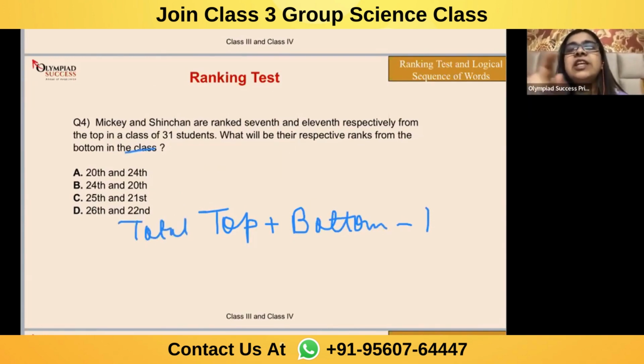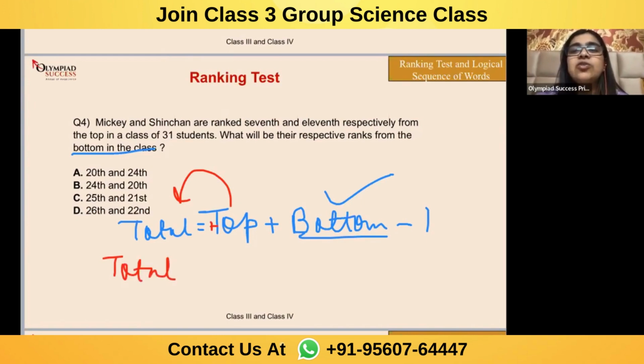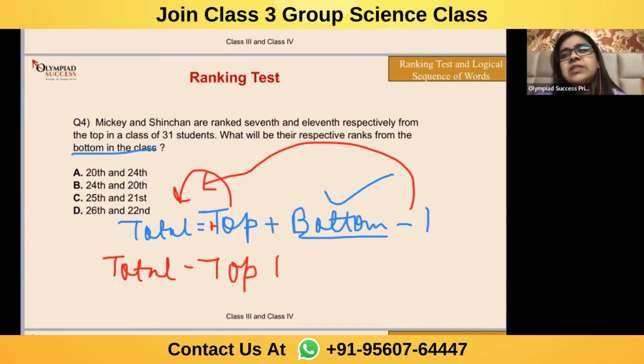But there can be some questions like this where they will give you the total number of people and they will ask you the rank of one person from the bottom. In that case, we will keep the bottom here and we will shift the top to this side. There is a rule of mathematics, Navya, where when you shift the plus to the other side, it becomes minus. So total minus top, and when you shift the negative number to the other side, it becomes plus. So total minus top plus 1 will be equal to the bottom. Okay? Understood? All right. Thank you.